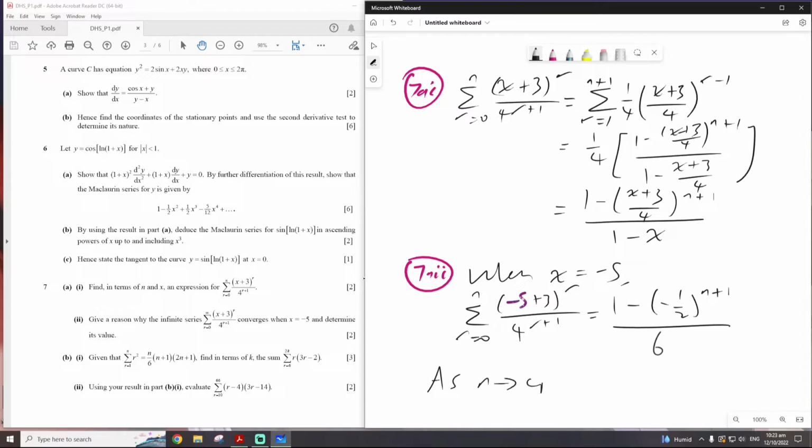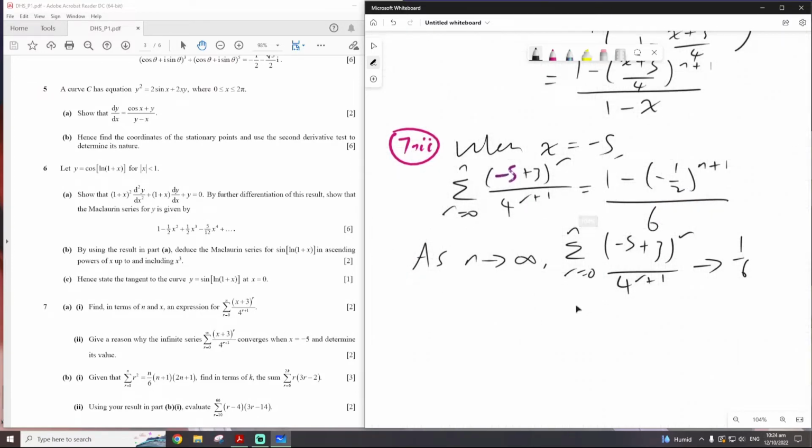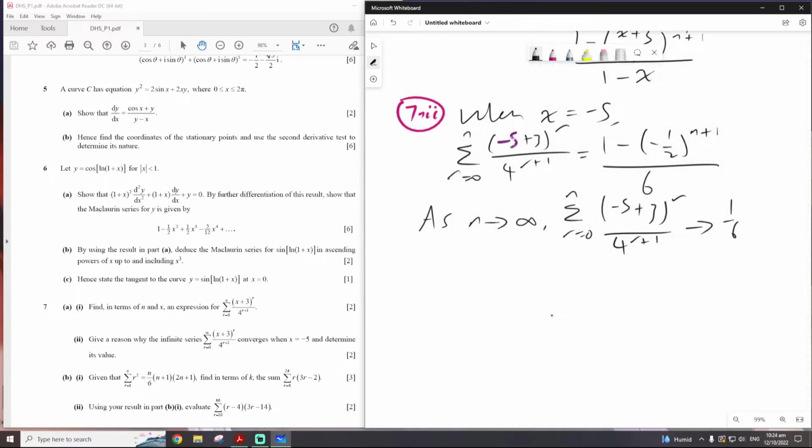As n tends to infinity, the sum from r equals to 0 to n of (minus 5 plus 3) to the power r over 4 to the power r plus 1 actually tends to 1 over 6, because negative half less than 1 implies that negative half to the power n plus 1 tends to 0 as n tends to infinity, right? Convergent geometric series. So the answer will be 1 over 6.